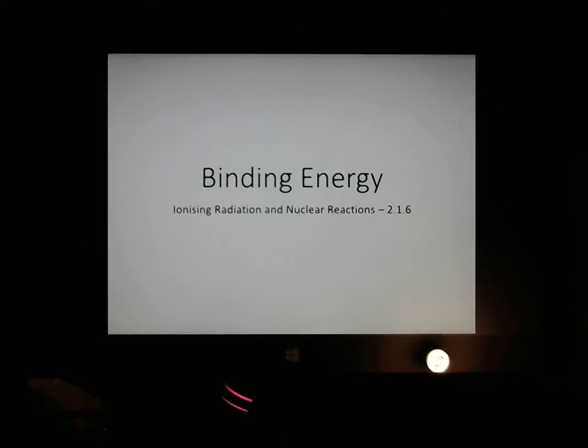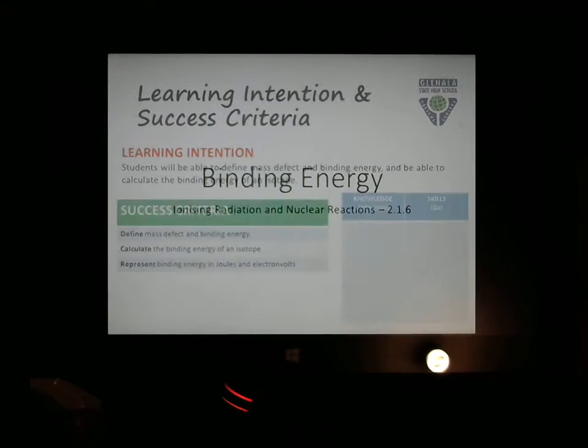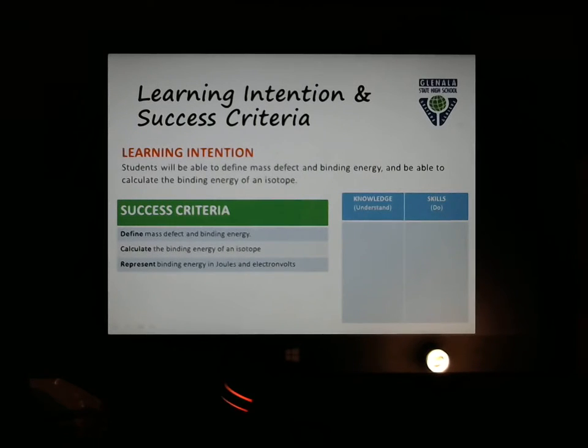Alright, good evening. Welcome to lecture 1.6 of Unit 2, Binding Energy. Here are the learning intention and success criteria for this lesson. Please pause the video and attempt to complete the KS table over on the right there.